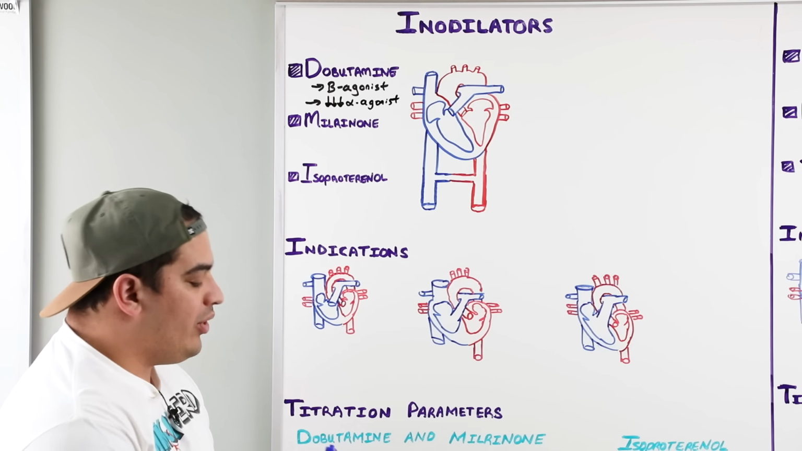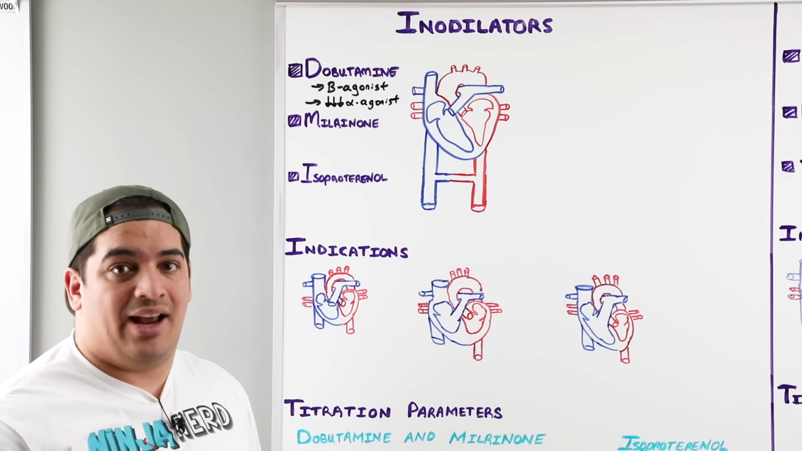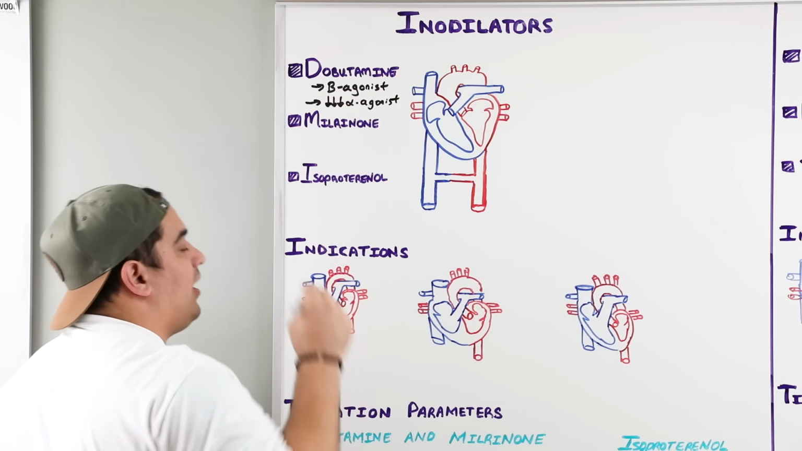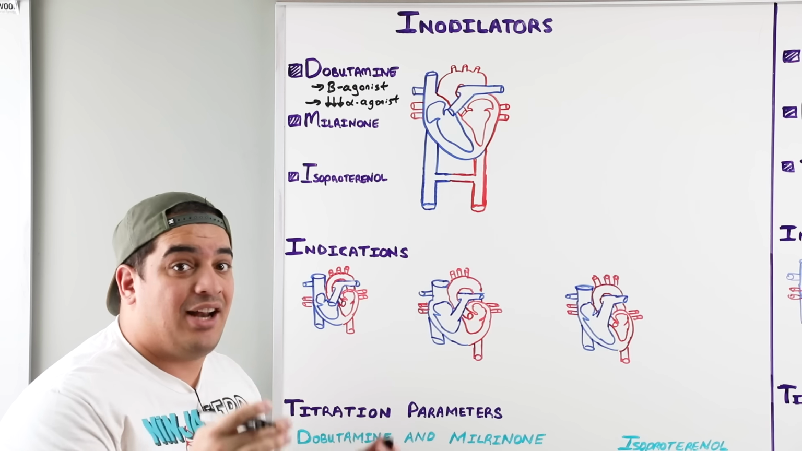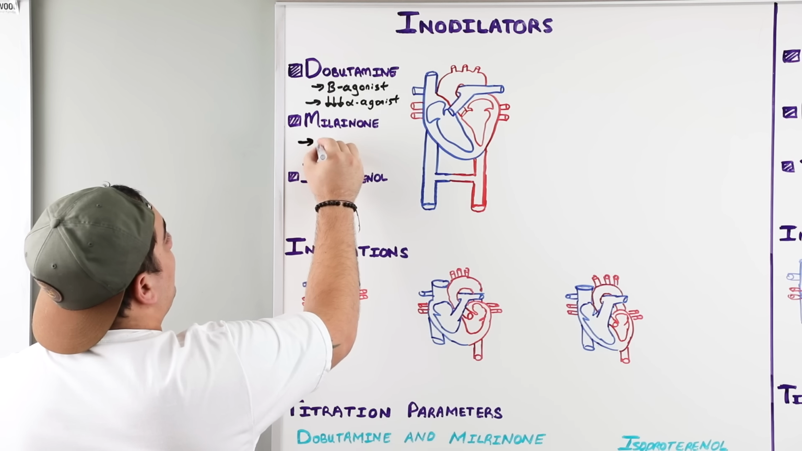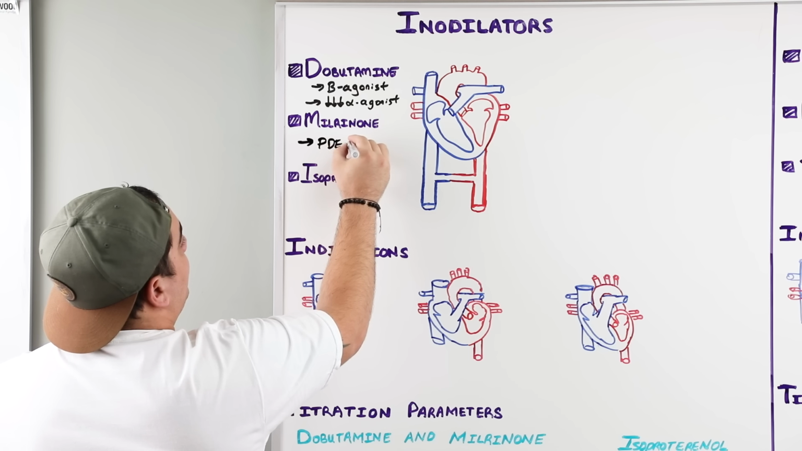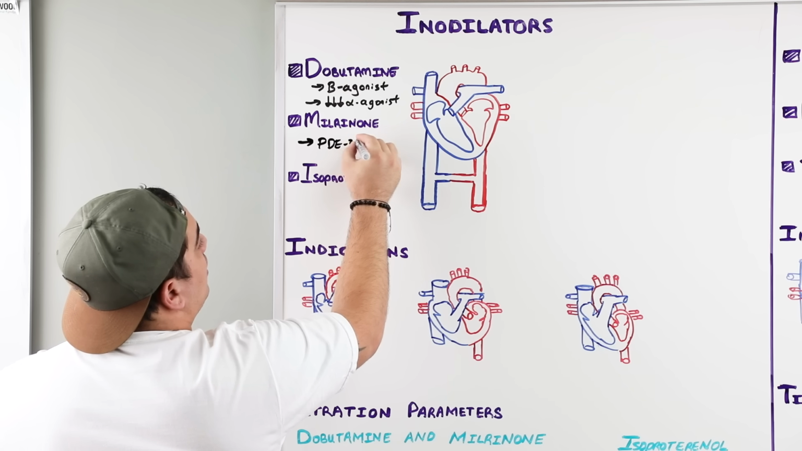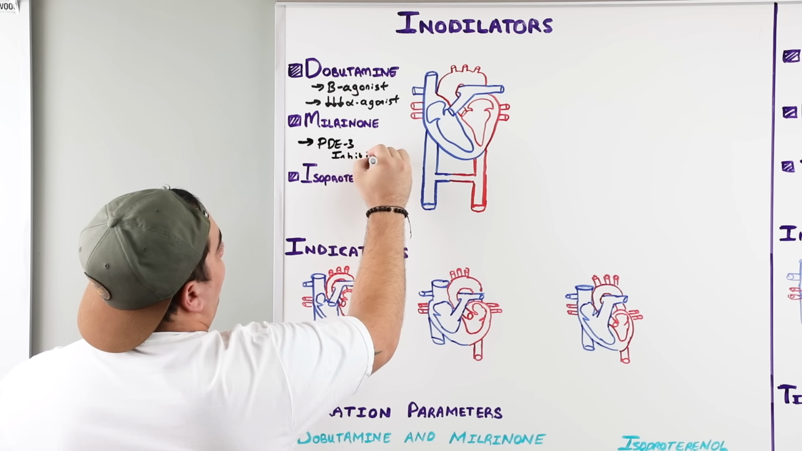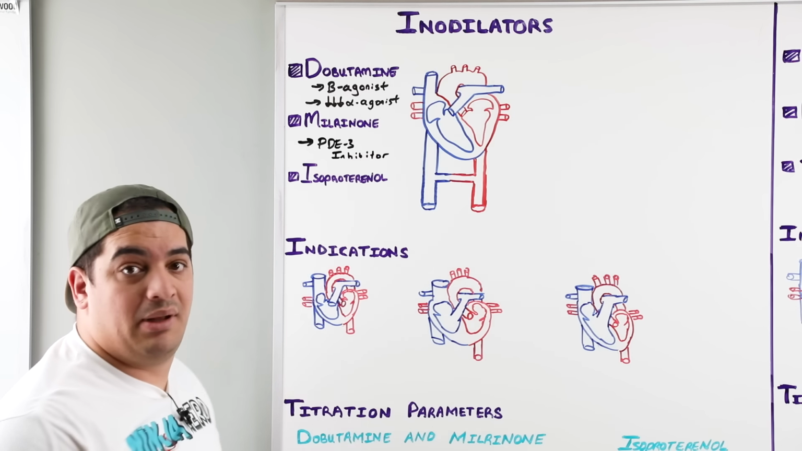Milrinone is the other type of inodilator that I want you to remember. Now, this one's very interesting. It doesn't have any effect on the alpha or beta receptors or adrenergic receptors. It actually inhibits a very particular enzyme called phosphodiesterase type 3. It is a phosphodiesterase type 3 inhibitor, and I will explain how that comes into play a little bit later.